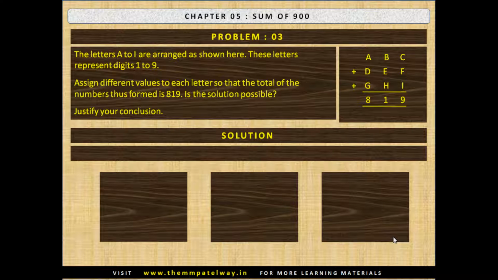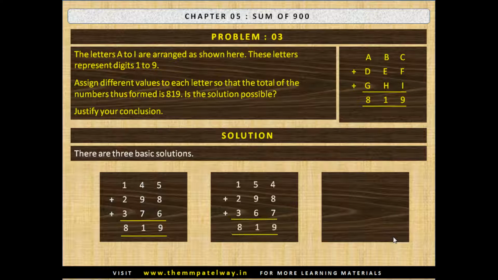The answer is, there are three basic possible solutions. Number 1. 586 in unit column, 497 in tens column and 123 in hundreds column. Possible solution number 2. 487 in unit column, 596 in tens column and 123 in hundreds column. And the last one is 496 in unit column, 587 in tens column and 123 in hundreds column.